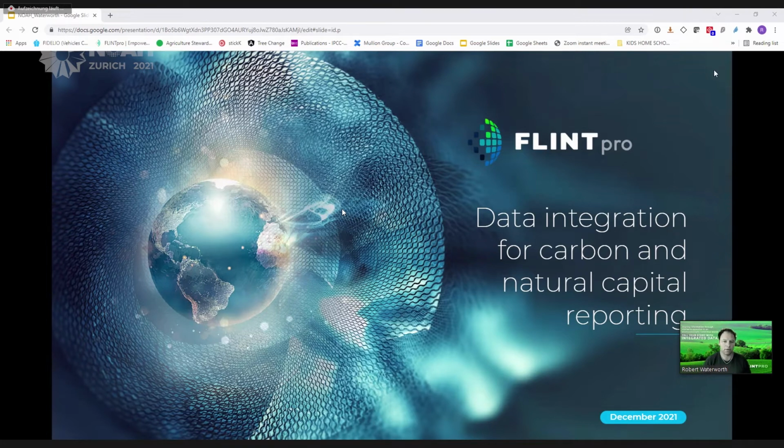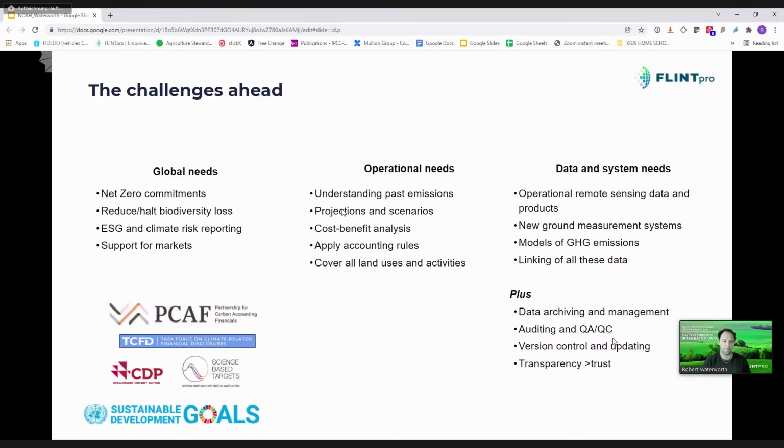I'd like to start with looking at what the three areas are of the challenges that we face in the land sector. Now, the first ones are fairly obvious, hopefully, to everyone in the room. There's a lot of net zero commitments that need to be met, and the land sector is going to play a key role in that, both in emissions reductions, but also in sequestration into trees and into soils, for example. We have a whole lot of other issues around halting biodiversity loss. That's driving a whole lot of reporting needs on ESG, climate risk reporting, but also driving new markets. So that's a really big push over the last 2 years.